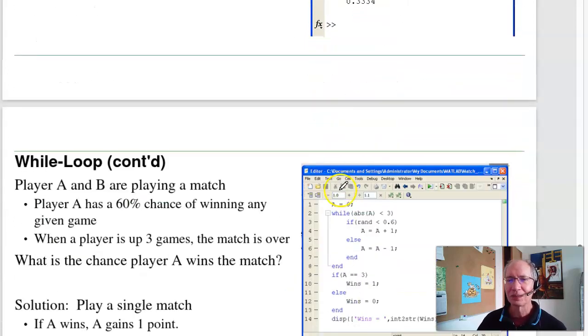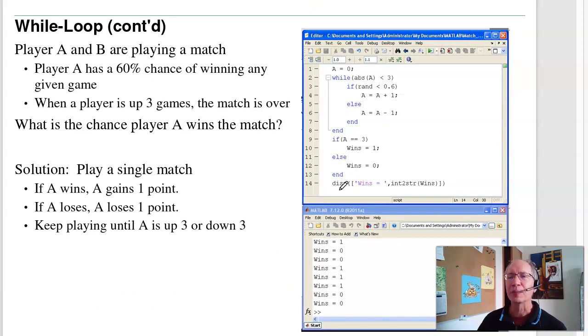Another example. Suppose two people are playing a match. A's got a 60% chance of winning any given game, just like before, but now you play until a team is up by 3 games. So you have to win by 3. What's the chance A is going to win the match? And that's actually a really hard problem, because if A wins, then B wins, then A wins, then B wins, you're back where you started.